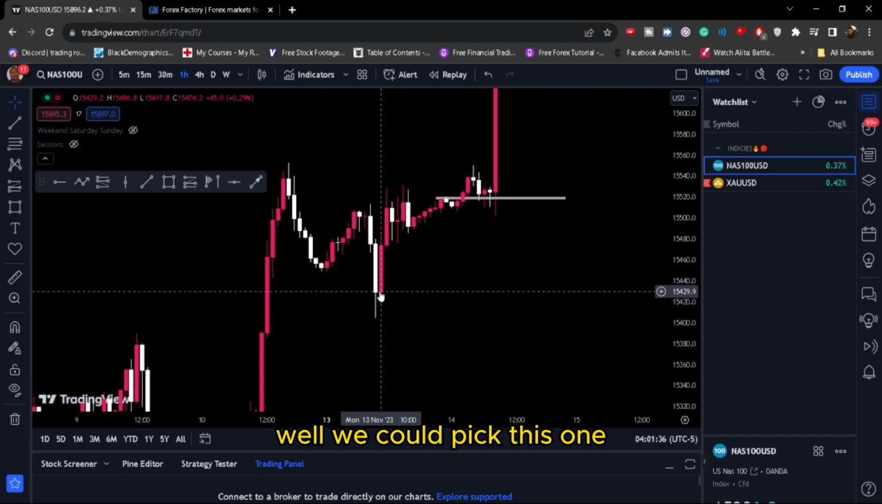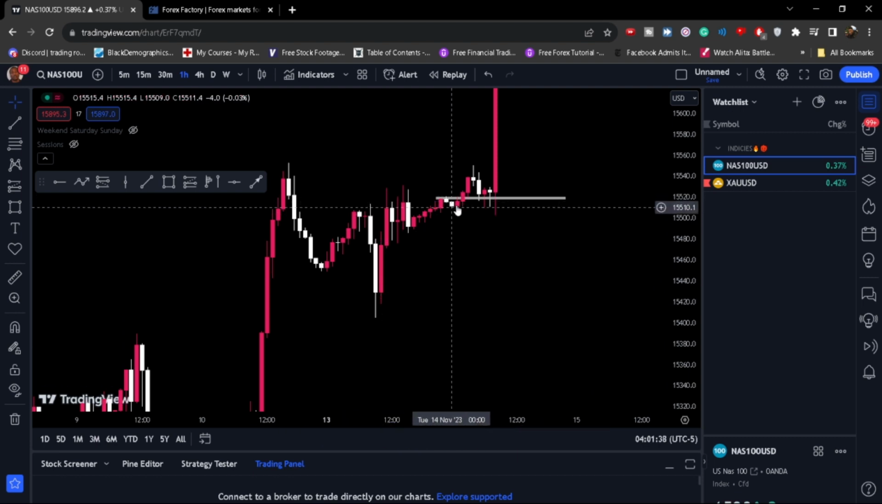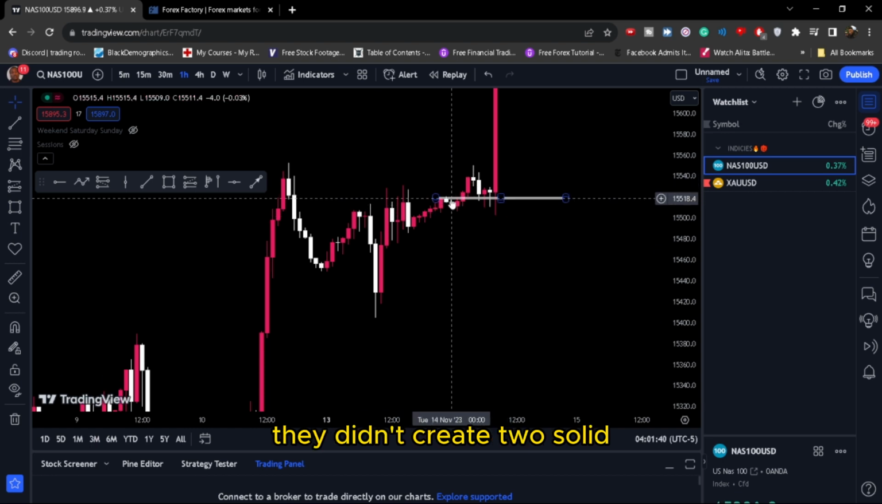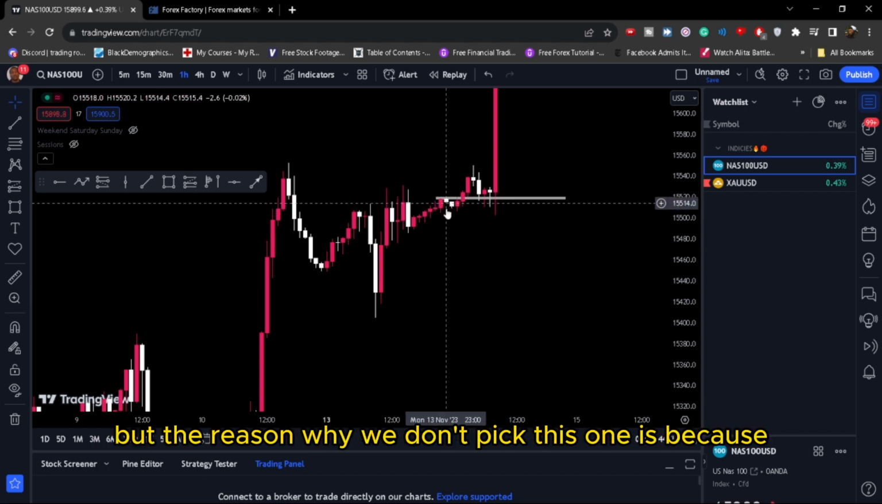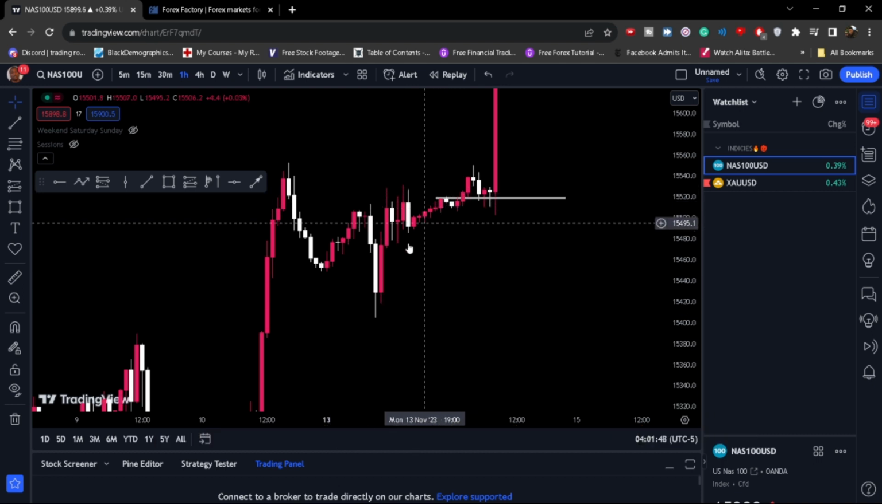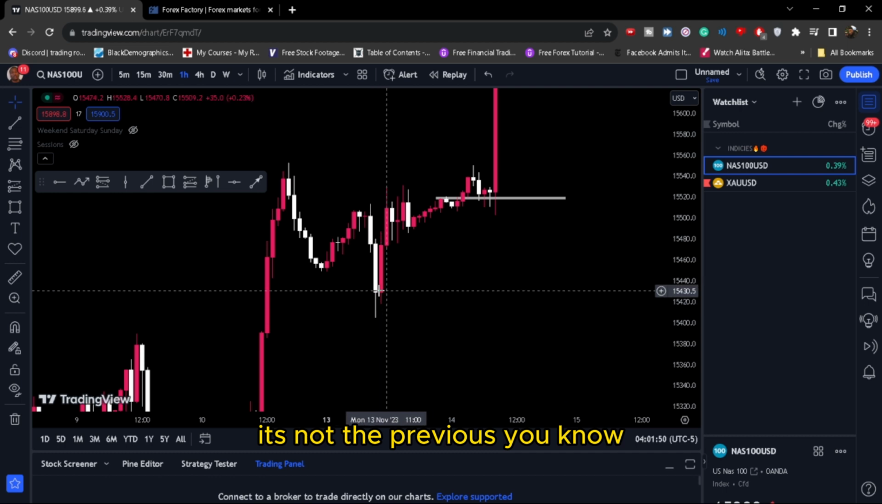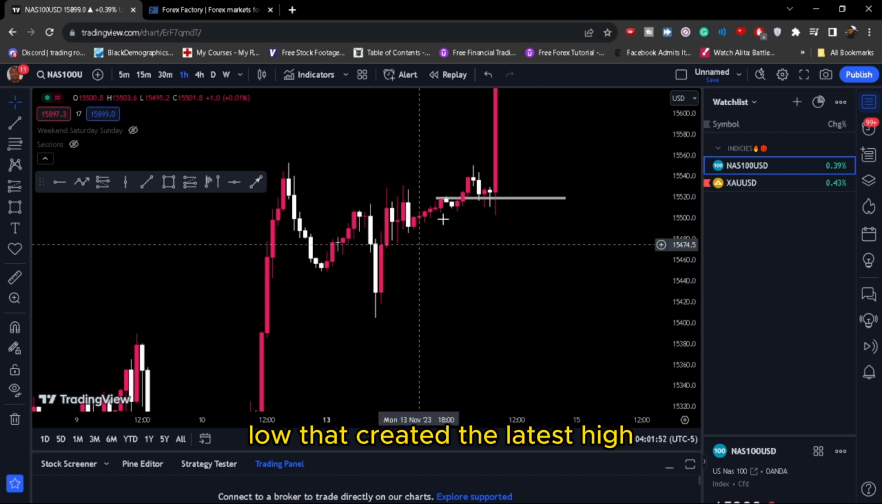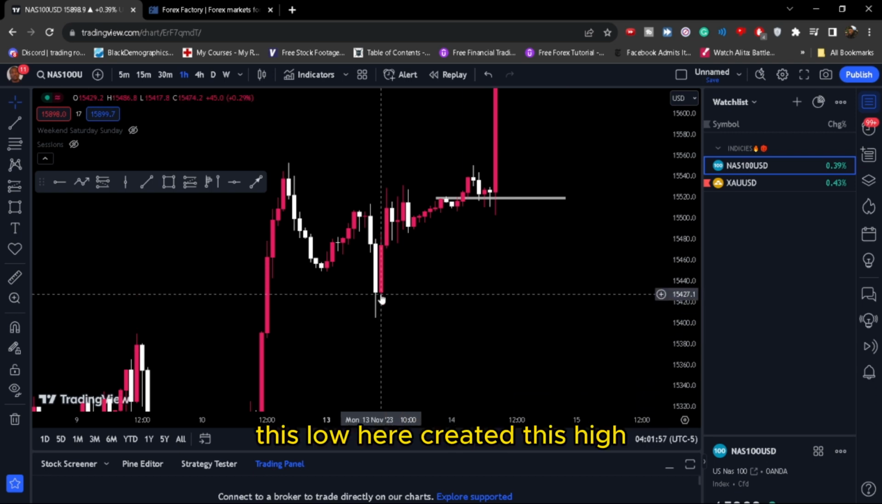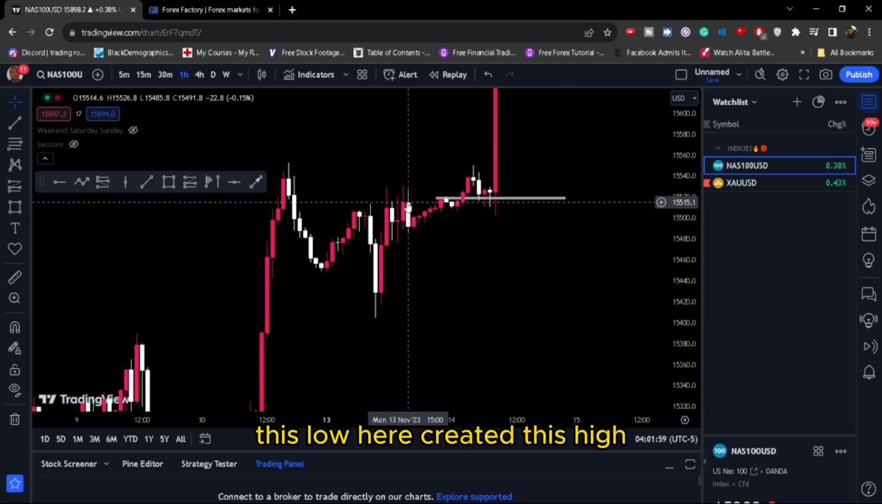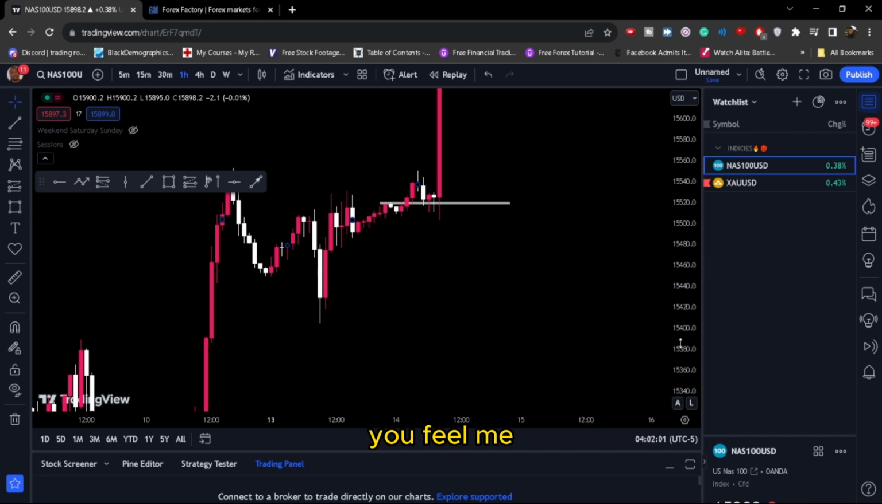Well, we could pick this one if, let's say, the high that was created didn't have solid candles. But the reason why we don't pick this one is because it's not the low that created the latest high. If anything, this low here created this high, and that was basically it. You feel me? That's basically it.